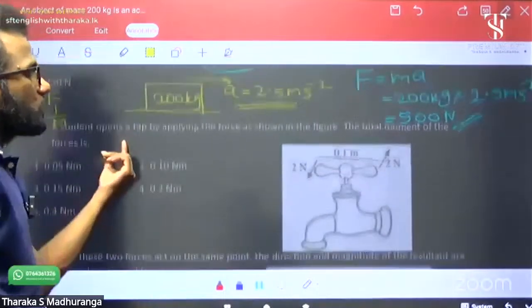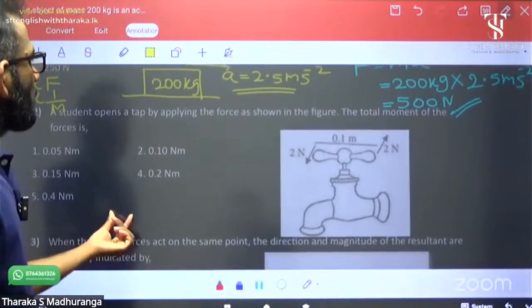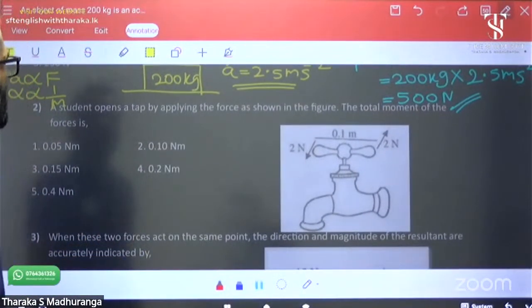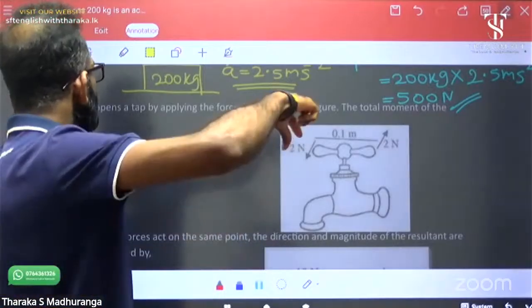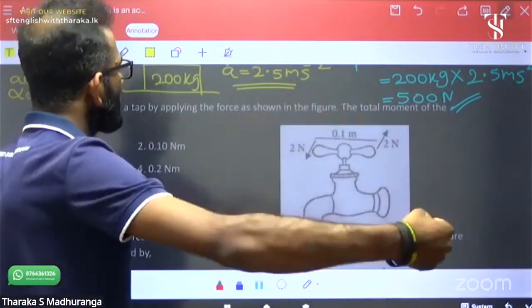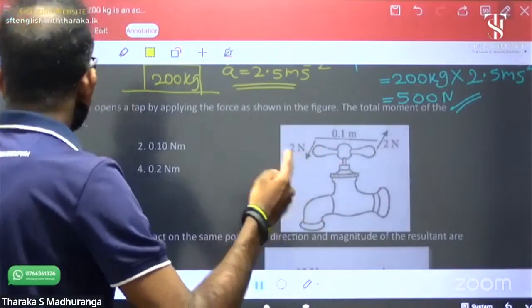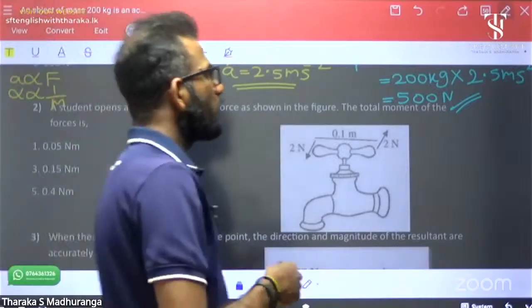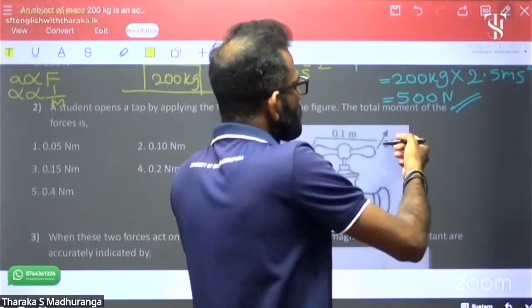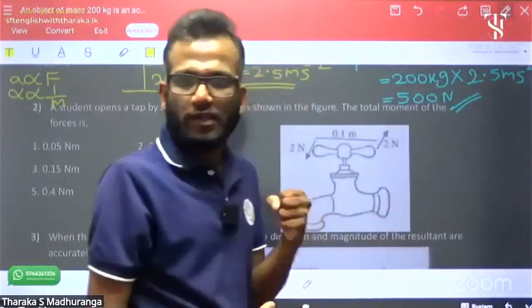Question number 2. The student opens a tap by applying a force as shown in the figure. The total moment of the force. Okay, what is the name of these two forces? We call it a special name.